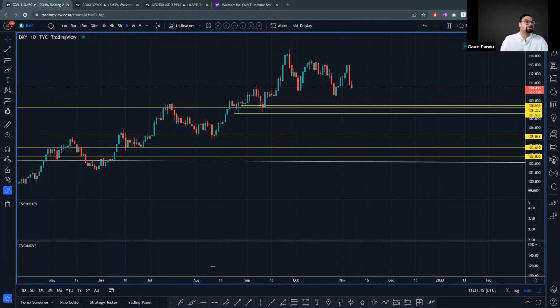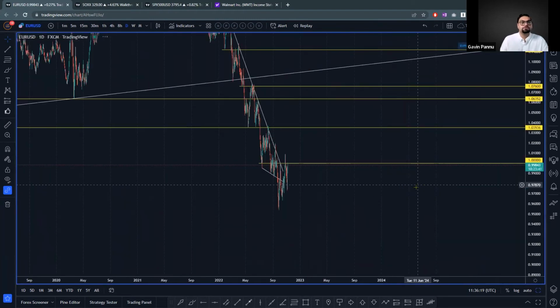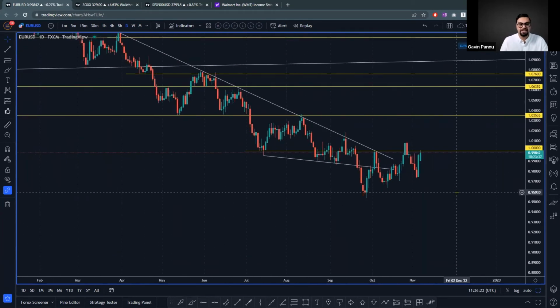Looking at the euro, if we look at the euro, bring up the euro now. Okay, so where is the euro? Well, retesting parity again. Okay, so the euro, it's underperformed, right?